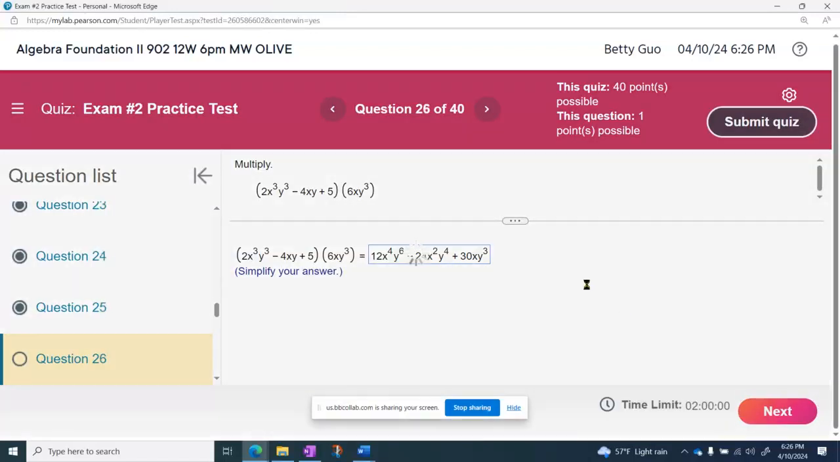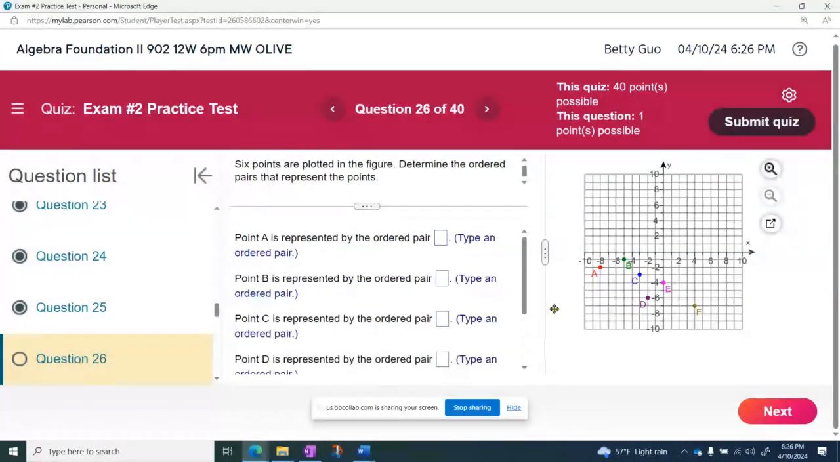Okay, correct. Next, this is chapter 3. 6 points are plotted in the figure. Determine the ordered pairs that represent the points. So this is about the definition of the rectangular coordinate system. In a rectangular coordinate system, points are defined as ordered number pairs, 2 components.